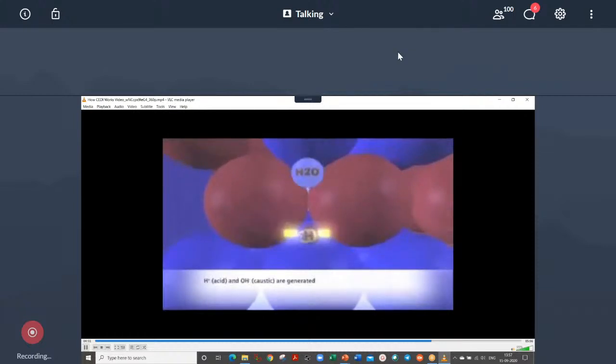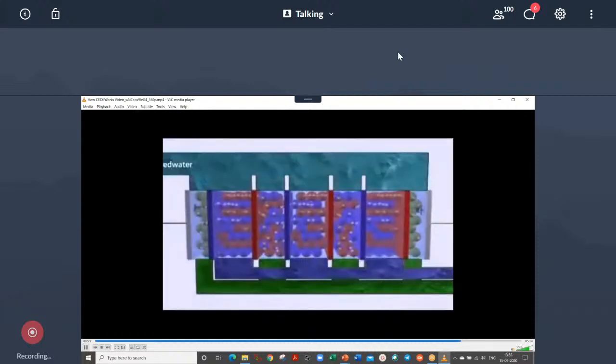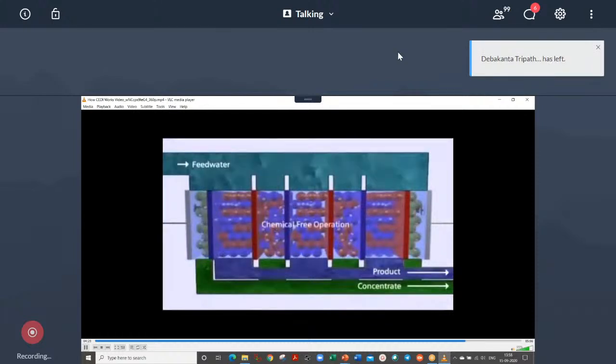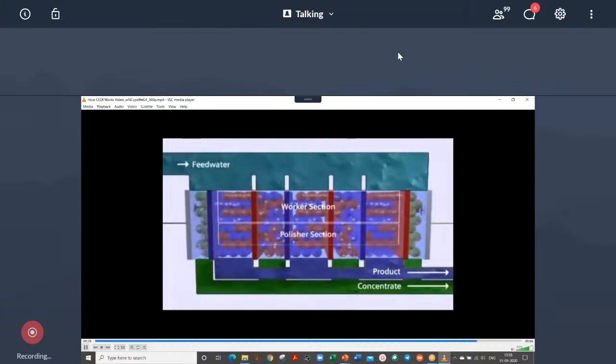The acid and caustic generated in the module regenerate the resin beads by replacing other trace ions remaining. The attachment of hydrogen and hydroxide ions to the resin beads is exactly what happens to resin beads when acid and caustic are used for regeneration in conventional deionization systems. As a result, Ion Pure CEDI systems do not need chemicals for regeneration. The electric potential does all the work. You essentially have a worker and polisher combined into one unit, which constantly regenerates.